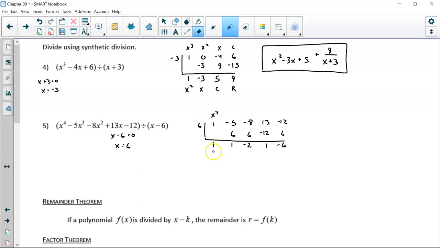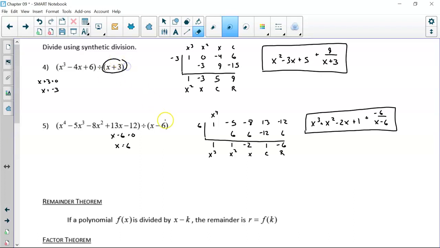So remember, our degree goes down by 1 from the top to the bottom. So the 1 here is the coefficient for x cubed, then x squared, x to the first, our constant, and our remainder. So what we get from our synthetic division is x cubed plus x squared minus 2x plus 1 plus our remainder of negative 6 over our divisor of x minus 6. That's the same answer you would get with long division, but it's much quicker. And keep in mind that it only works when you're dividing by a binomial of degree 1, like we did in those two problems.